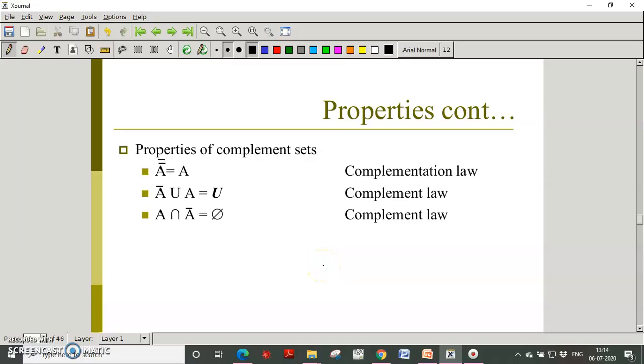So guys, in today's lecture we have studied the power set, then the Venn diagram, and the properties of sets and operations.